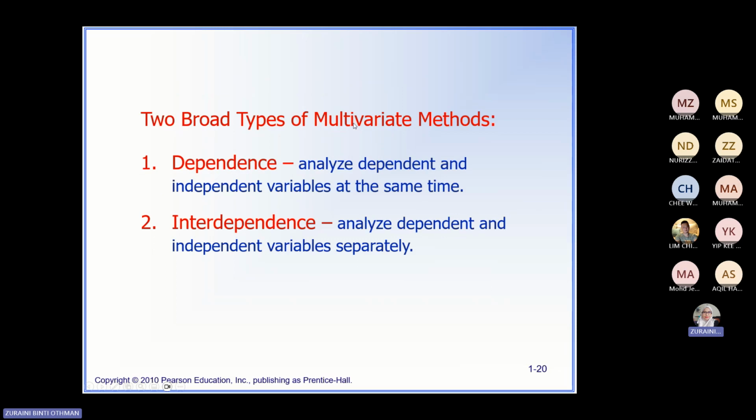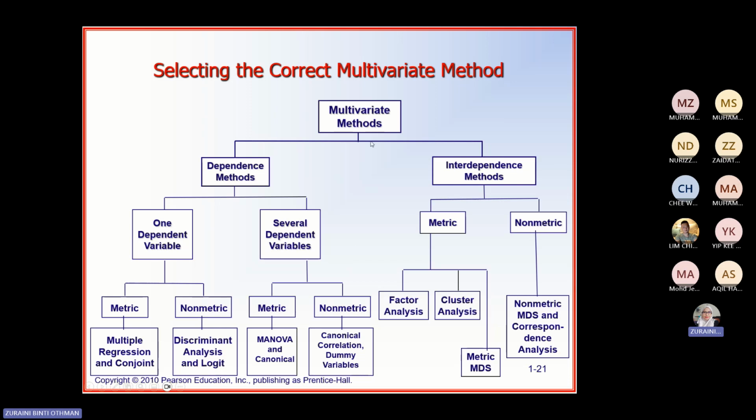Okay, so here there are two broad types of multivariate method, which are dependence and interdependence. Dependence analyzes dependent and independent variables at the same time, and interdependence analyzes the variables separately. This table helps us see whether our case is a dependent or interdependent method. After that we look at the variables used: whether there is one dependent variable and whether it involves a metric scale.